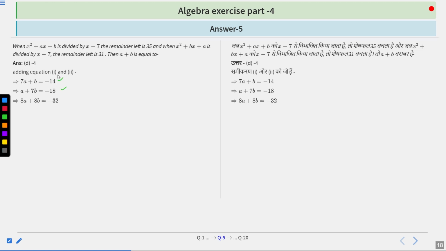On adding these two equations, we are getting 8a plus 8b equal to minus 32. Taking 8 common, we get a plus b equal to minus 32 upon 8. We have to find the value of a plus b. So the value of a plus b is minus 32 upon 8, that is minus 4. So option D, minus 4, is the correct answer.